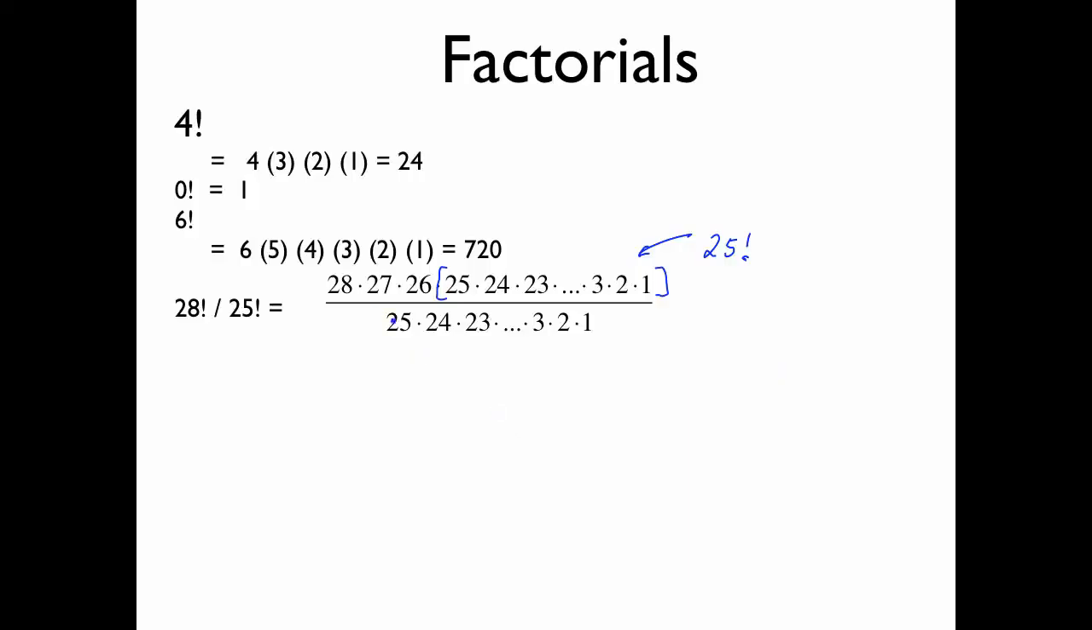And so that means that this all goes away, right? So 25 factorial is part of the numerator, and it's the whole denominator. So you just get 1 for that part of it, and what's left? 28, 27, and 26, whatever that product is. So that's, what is it? 19,656. So that's what 28 factorial over 25 factorial is.